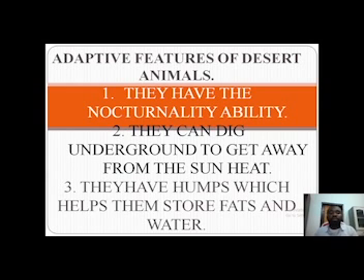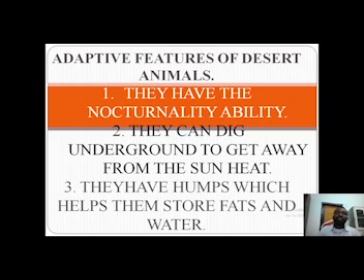Okay, number 1, they have the nocturnality ability, just like the forest animals. I told you nocturnality means that they have the ability to be very active in the night. In the night, they are all active, they are awake, they are doing their normal business and duties. But in the daytime, that's when you see them sleeping and resting. So you see, it is the opposite of us. When do we rest? We rest in the night and we are active in the day.